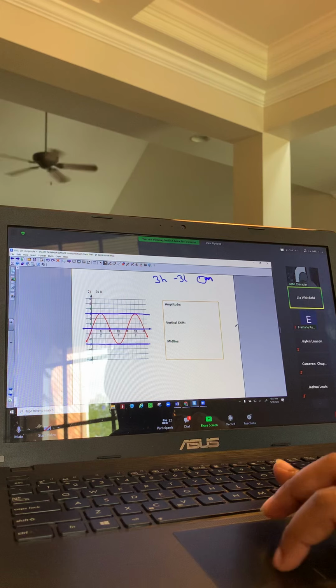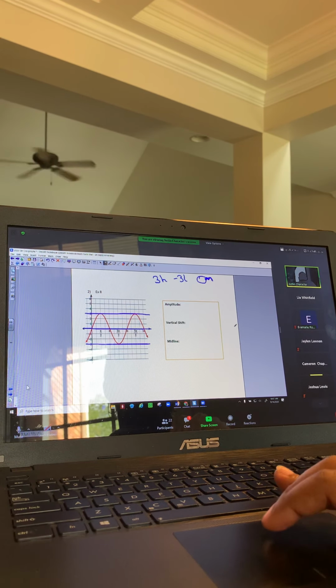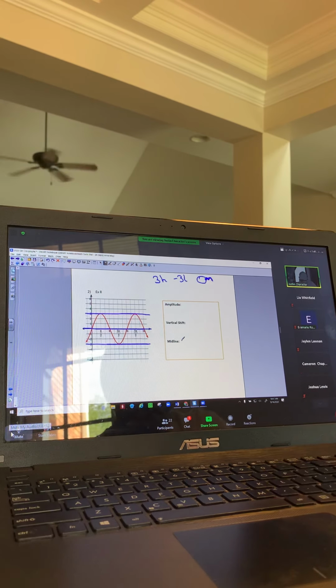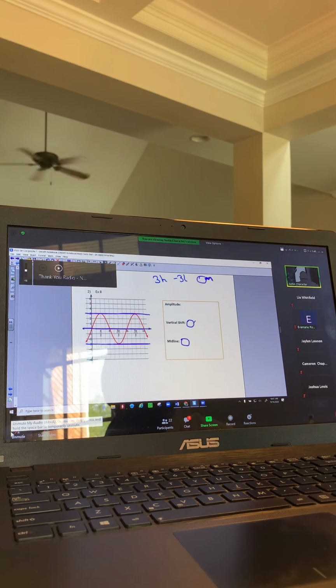Midline. I can't hear you, Leah. Speak up. The midline? The midline, yeah. The midline, and it's also going to be the vertical shift. Oh, yeah. All right, now, the vertical shift is 0. If I wanted to put that in layman's terms or common sense terms about the shift, what would I say?